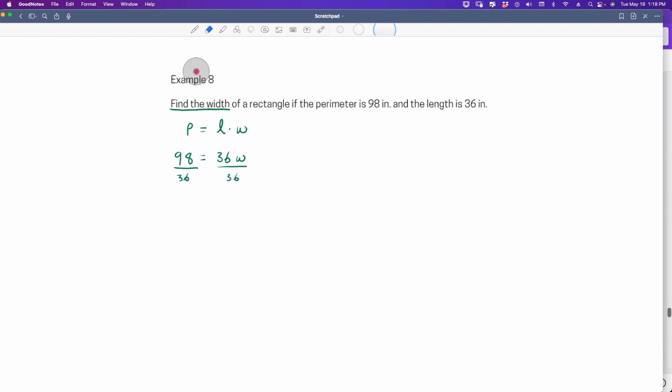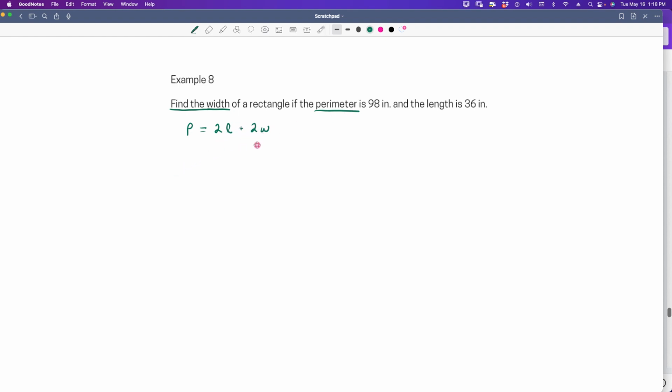I'm sorry, I've messed up already. That is not the formula for perimeter. The formula for perimeter is 2 times the length plus 2 times the width. I'm sorry, I was thinking about area when I wrote that. Perimeter is what we have. Perimeter is 2 times the length plus 2 times the width.